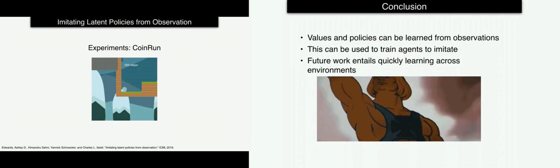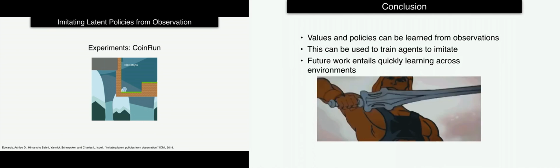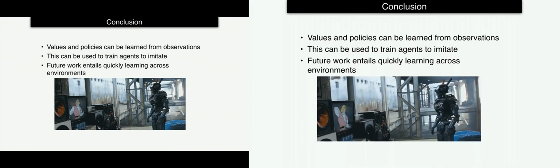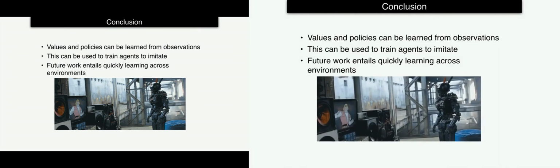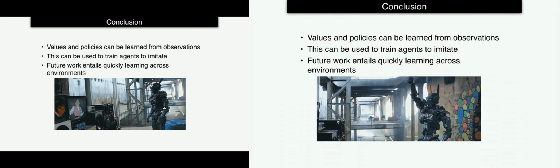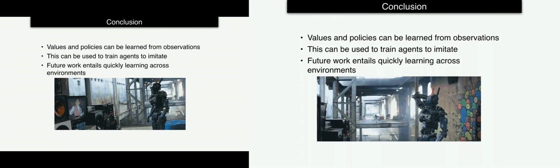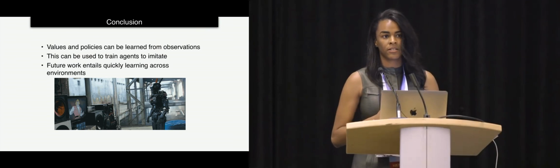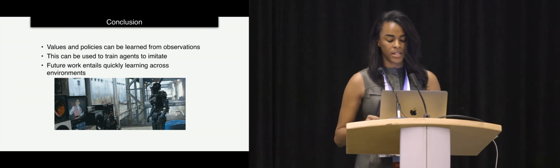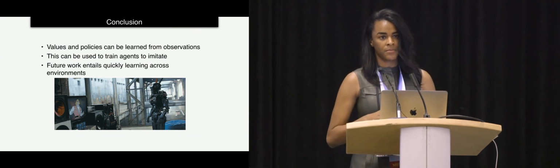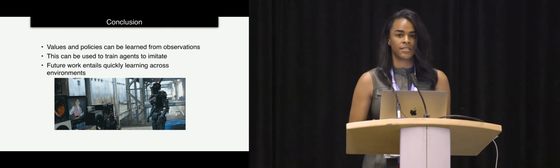Okay. So in summary, I've shown that values and policies can be learned from observation, and that these can be used to train agents to imitate. But future work would entail, I think the thing that I'm actually the most excited about, trying to train agents to learn across environments rather than having them learn only from the same environment. There are definitely approaches that have worked in this area for learning to train robots from humans and that sort of thing. So I think the future work would involve trying to do this in a more sample-efficient manner, maybe using the types of approaches that I talked about before. Okay, and that's it. Thanks.